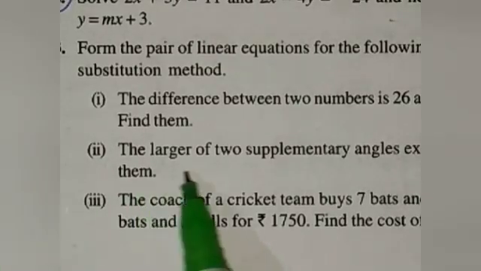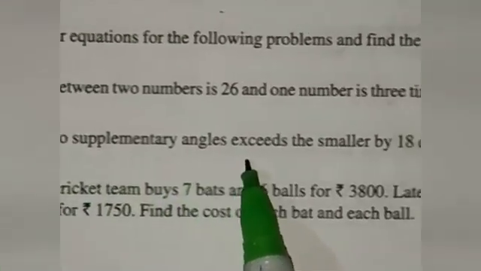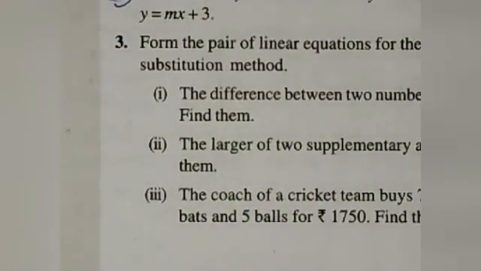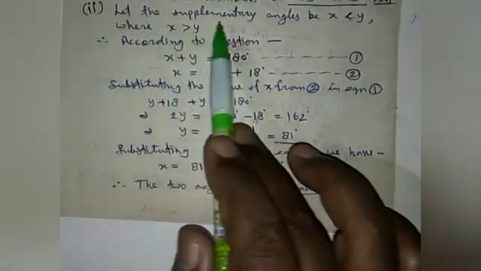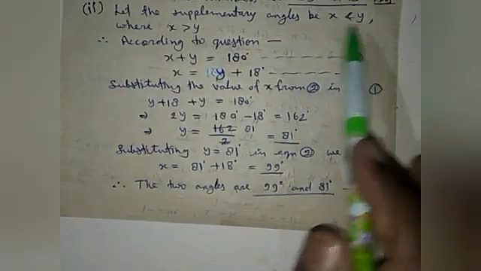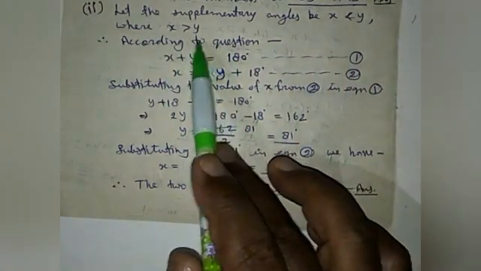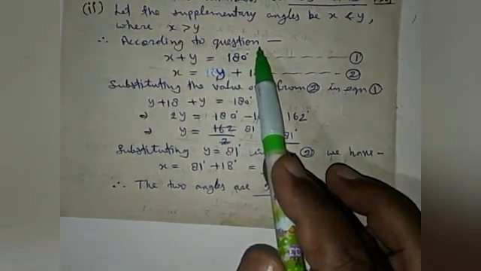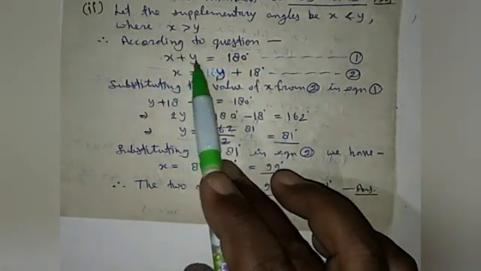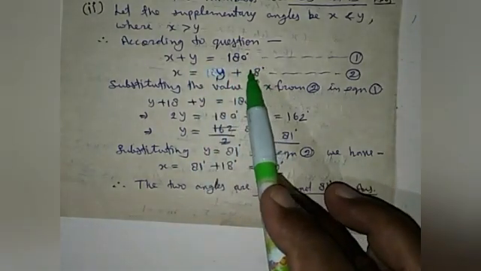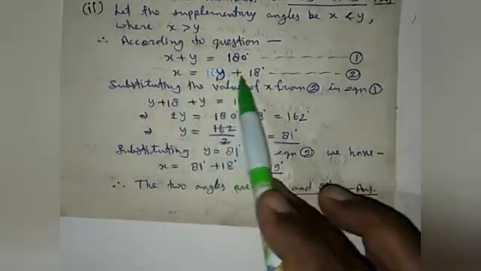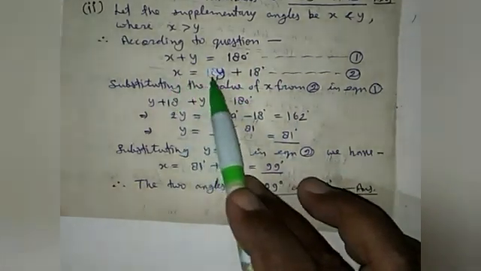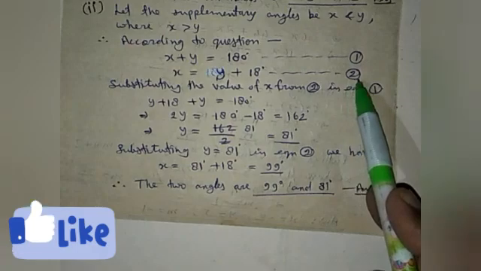In the second part, the larger of two supplementary angles exceeds the smaller by 18 degrees. Find them. Here, let the supplementary angles be x and y, where x is greater than y. According to the question, the pair of supplementary angles sum to 180 degrees. So x plus y equals 180 degrees, equation number 1, and one angle is 18 degrees more than the other, so x equals y plus 18 degrees is equation number 2.